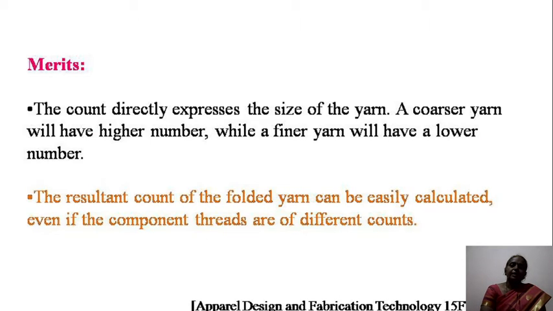The first merit is that the count directly expresses the size of the yarn. A coarser yarn will have a higher number, while a finer yarn will have a lower number. If the number increases, the coarseness or thickness of the yarn also increases. If it is fine, the yarn number will be lower.